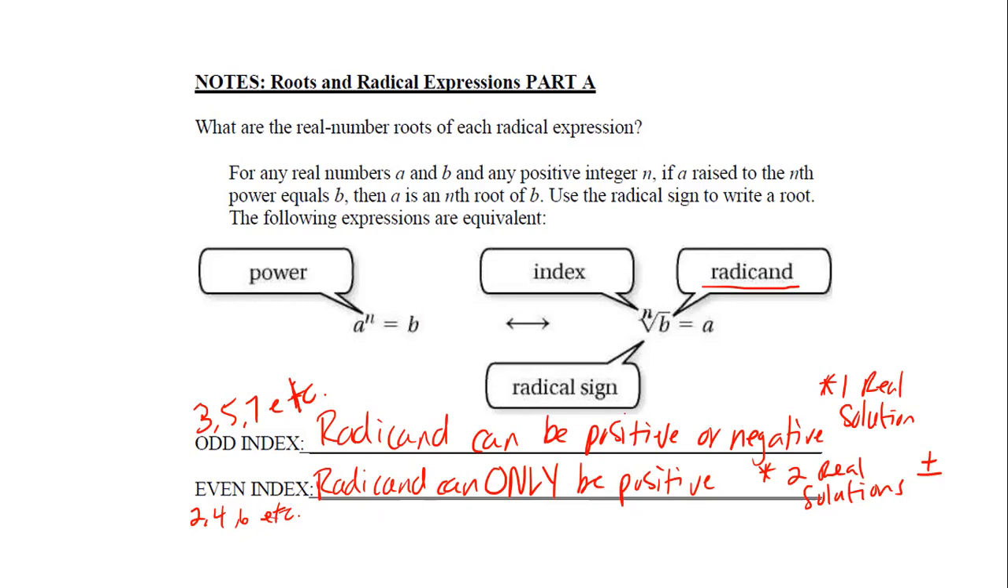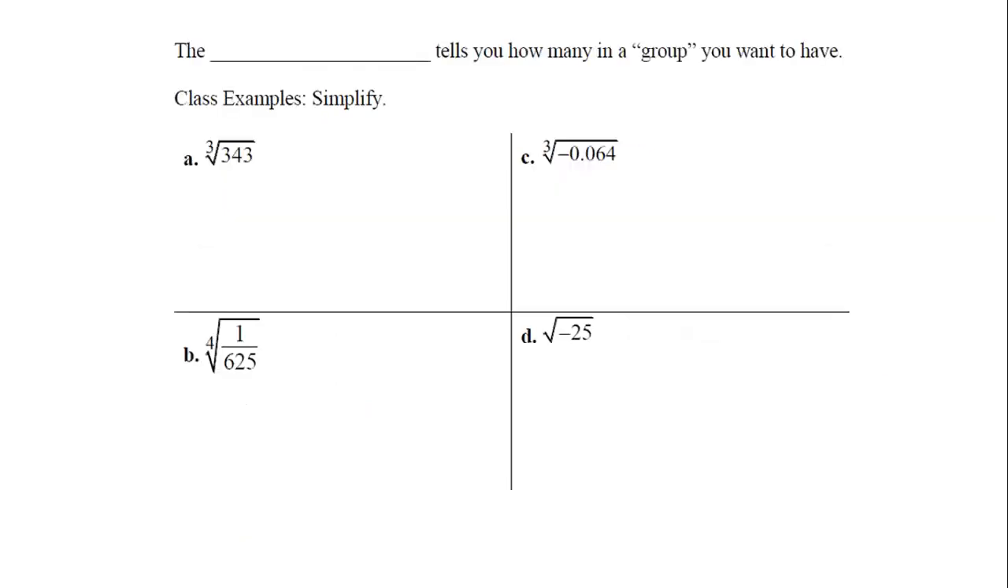So now we're going to move into some examples of how this is applied, okay? So at the top, it says the blank. This is your index. The index tells you how many in a group you want to have, okay? Now, how many of you remember this? Prime factor trees. Yes. Prime factor trees ring a little bit of a bell.